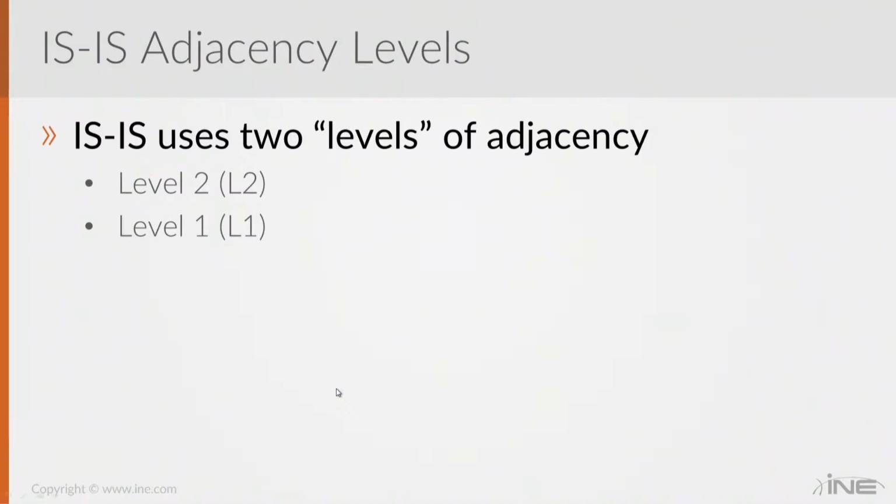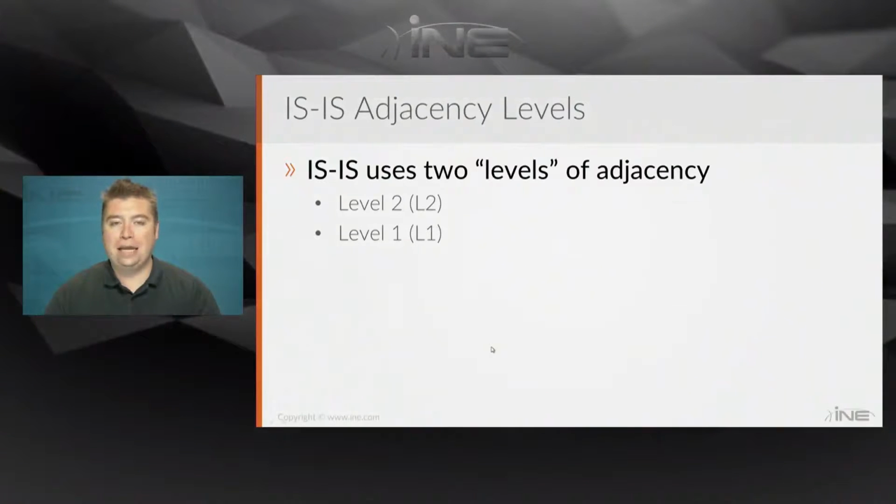Now, once we define the network entity title, then we need to specify what is the level of adjacency that we want to form with the other intermediate systems or the other routers. And specifically, there are two levels of adjacency, level 1 and level 2, which we typically call just L1 or L2 type adjacencies.